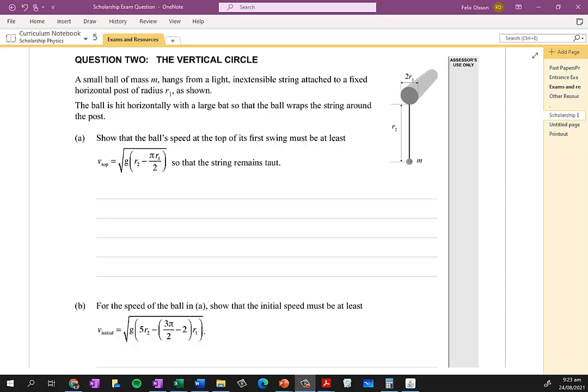Okay, so this is a scholarship question from, I think, 2015, and it's called the vertical circle. We have a small ball of mass m hanging from a light, inextensible string attached to a fixed horizontal post of radius r1 as shown. The first question says, show that the ball's speed at the top of its first swing must be at least that, so that the string remains taut.